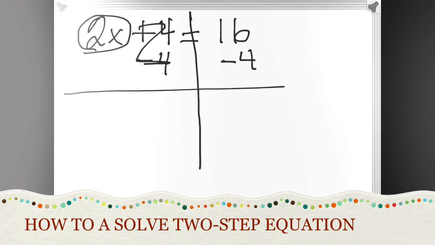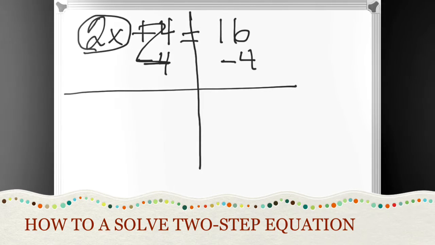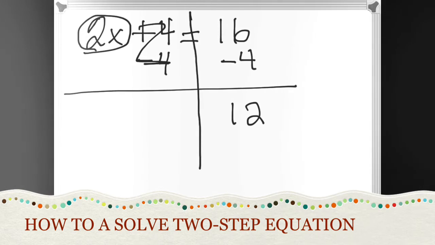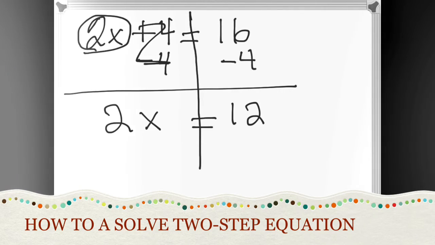And I'm going to draw a line underneath my equation. On the right side, I have 16 minus 4, which is going to give me 12. And then on the left side of my equation, I have 2x left. And then I'm going to bring down my equal sign. So that's the first step.